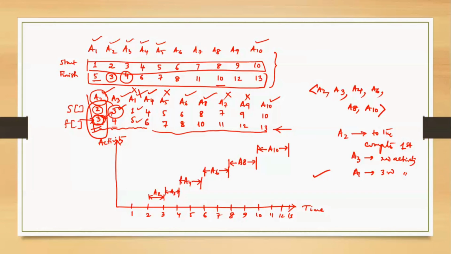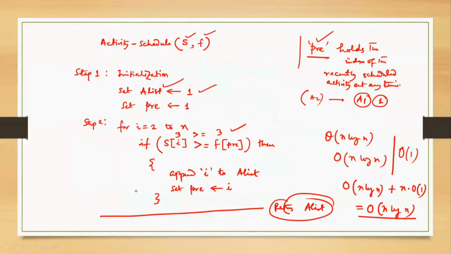Once A4 is taken, A5 cannot be taken because A4 books the slot from 4 to 6, but A5 wants to start from 5, so there is an interference. In this way, some activities will be rejected and some accepted. Our objective is not only to schedule the activities, but the number of activities selected should be as large as possible. So from this, we are now making the algorithm, or implementing the algorithm.